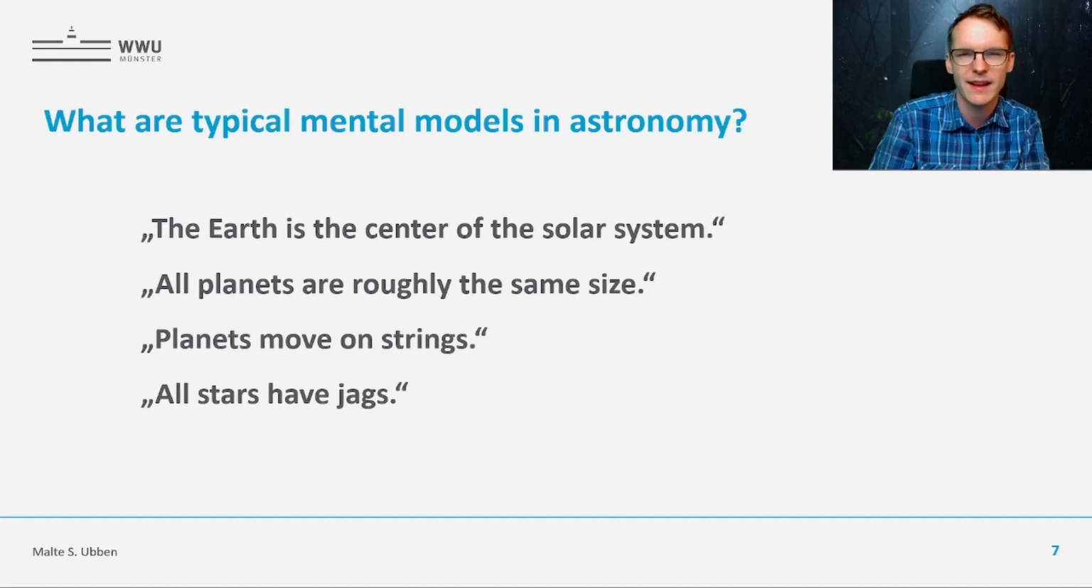And this one, I like this one a lot. All stars have jacks. You know, they are like these little pointy things that you draw as a child, and people think they really look like that. So these are typical mental models in astronomy.